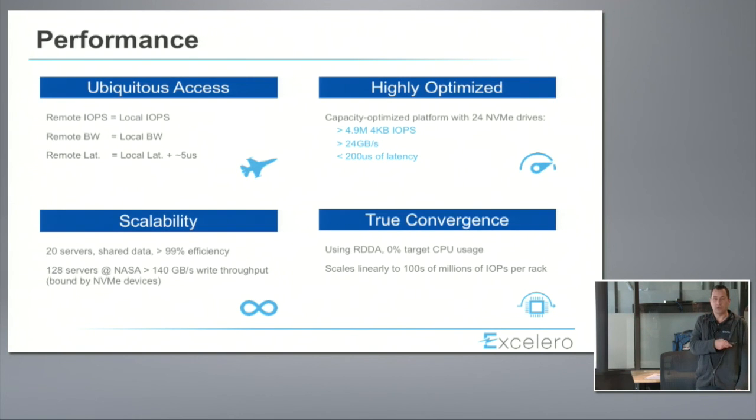The next thing is showing scale. Josh will describe later on how we're being used at NASA, but they've been able to do over 140 gigabytes per second in a routine manner with 128 servers with a single NVMe device in each one in a converged mode. And that's roughly linear with the performance of a single drive. And true convergence, I think we've mentioned this, RDDA doesn't require any target site CPU usage. Hopefully that's clear by this point. We can literally get to over 100 million IOPS in a single rack. Not that you would necessarily want to, but you've got that headroom available if you need to.